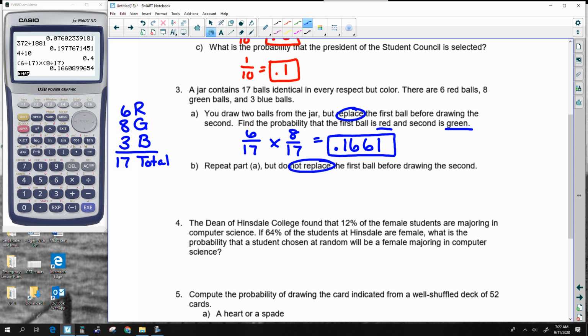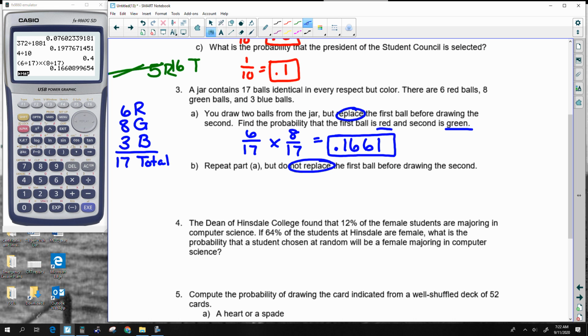Okay, this one is without replacement. Again, what would happen is this. If I select a red first, that would leave 5 red and 16 total. However, when I replace it, it goes back to 6 and 17. Okay, so all the numbers go back.